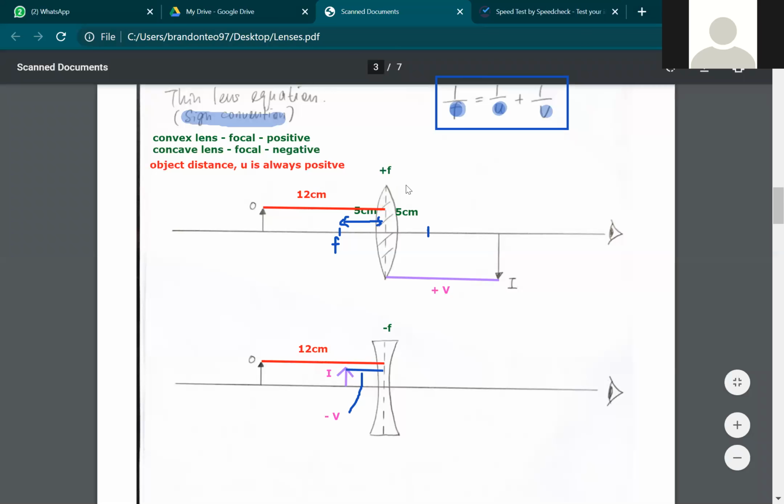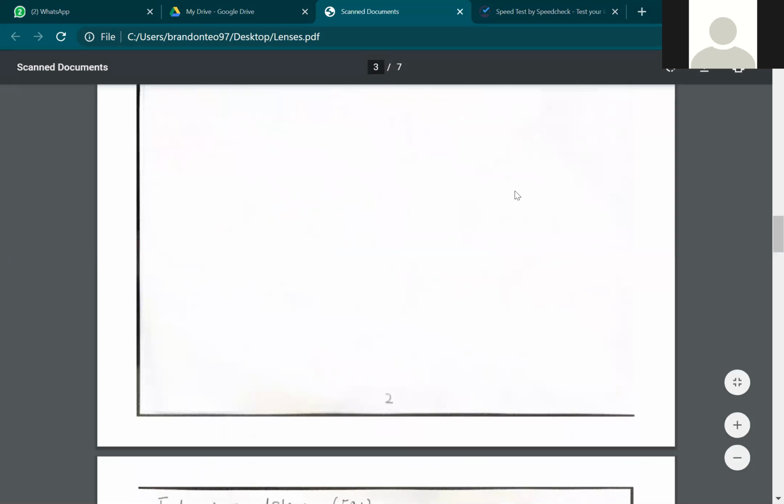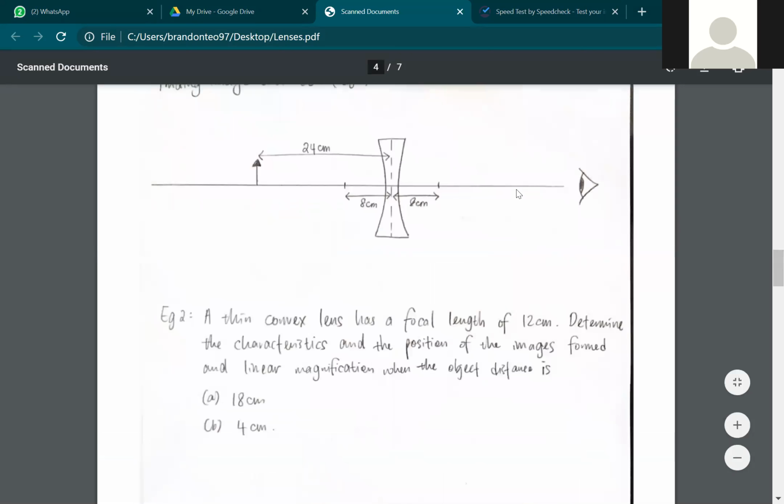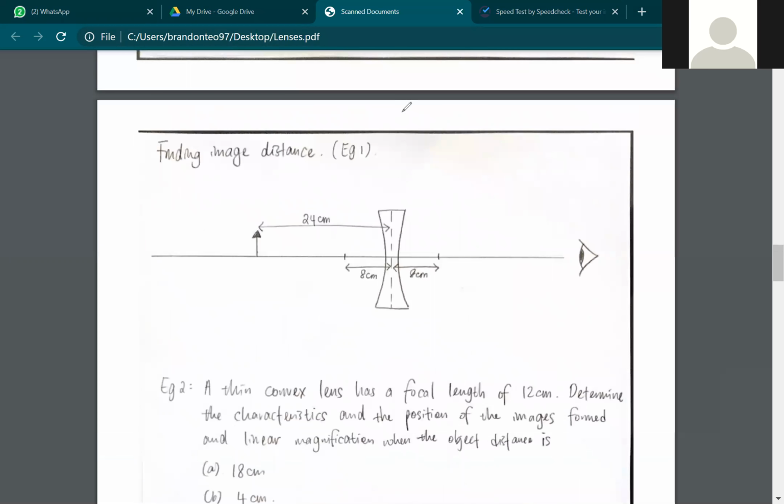Now next, I will show you an example, so that we can understand this more. Let's go to the next page. Here is an example. Now find the image distance. Again we are going to use the formula: 1 over F equals 1 over U plus 1 over V.